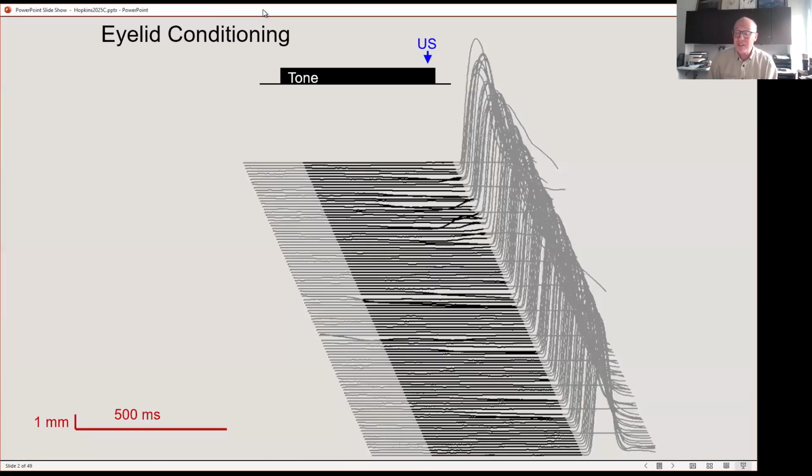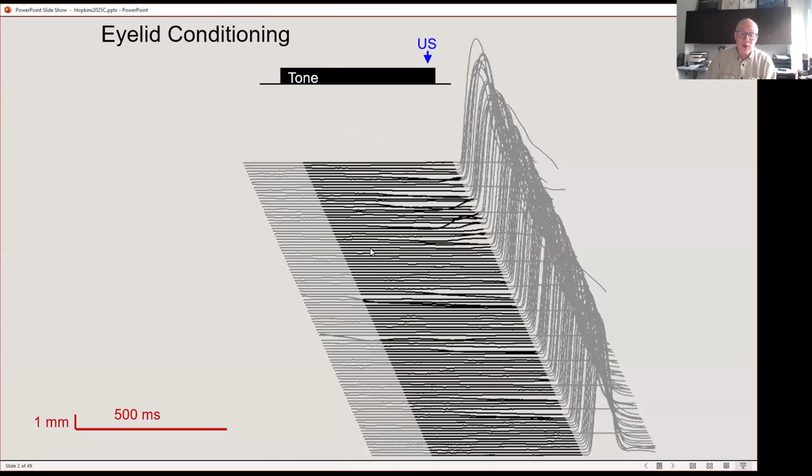These are eyelid conditioning raw data. What you're seeing in each of these traces is eyelid position as a function of time in a rabbit. So up means the rabbit is closing its eyelid. Eyelid conditioning is a simple form of associative learning where in the old days we would pair a tone with an air puff or some sort of electrical stimulation of the eye, in the same way that Pavlov would have done bell and meat powder.